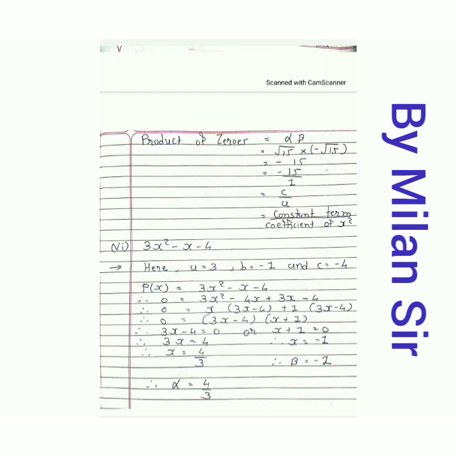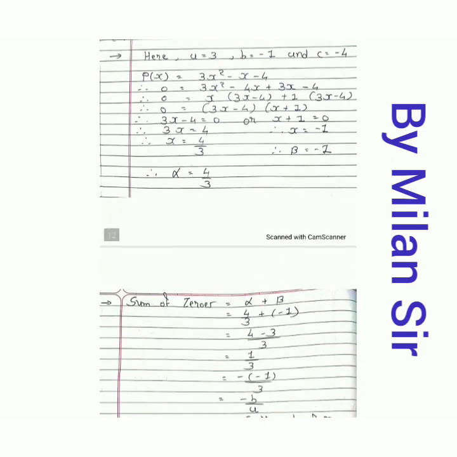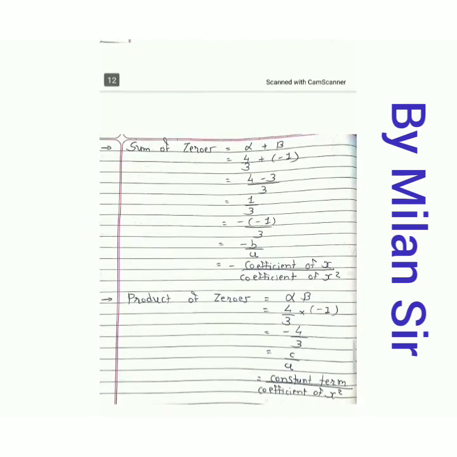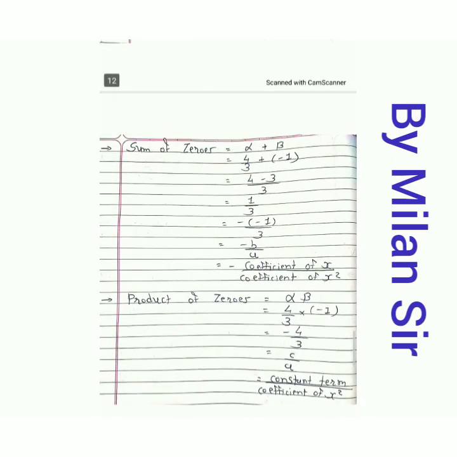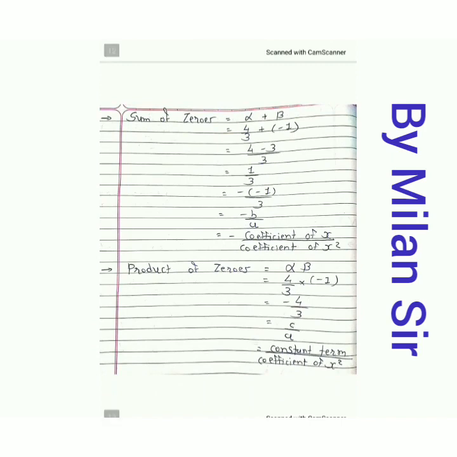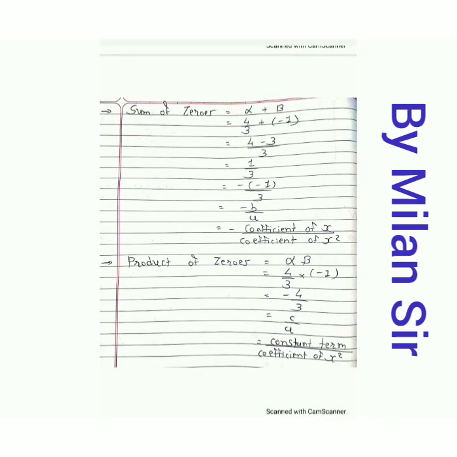So we have the values of a, b and c, and alpha and beta. So write down, then the zeros of the polynomial are done. Then verify the relationship between the zeros and coefficients. So 2 formulas we need to prove. First is our sum of zeros, right? So sum of zeros, alpha plus beta, value of alpha is equal to 4 by 3 and value of beta is equal to minus 1.